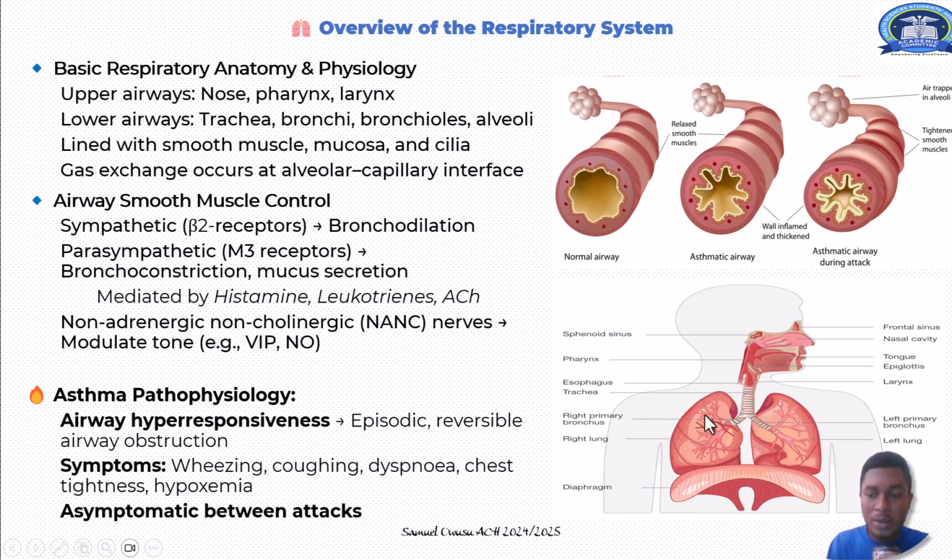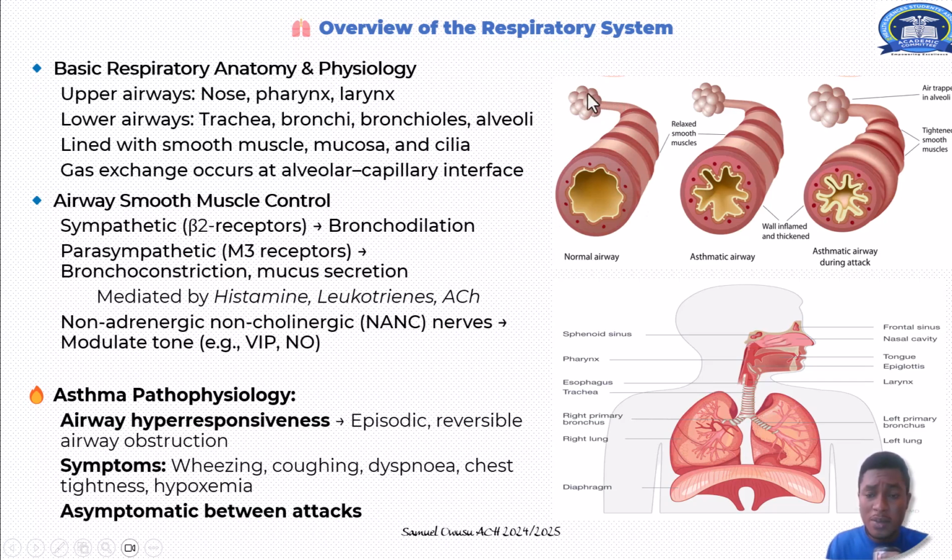So for the lower respiratory system, we have from the trachea to the alveoli. Now, the airways are lined with smooth muscles, mucosa and then cilia. These are the smooth muscles that control the airways opening, and then they also contain cilia that help in the trapping of foreign bodies and dust particles.